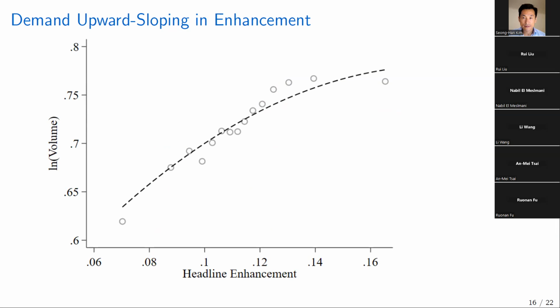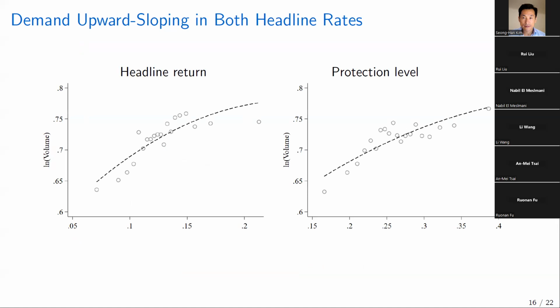So I don't know, when it comes to interpreting the coefficients, how do you make sense of it if the relationship is not exactly linear, but concave? Because what I showed you in the previous regression is obviously just one number, one average. I find that the relationship is concave with respect to both of these headline rates, so both headline return and protection levels.